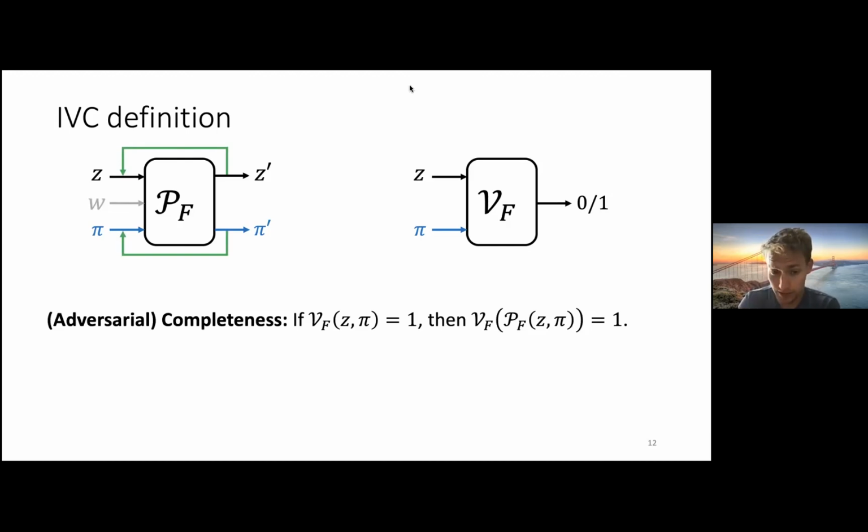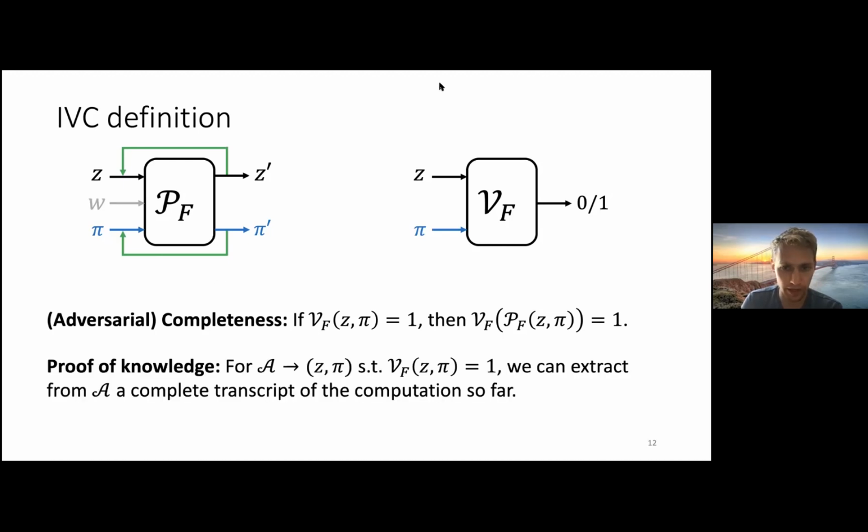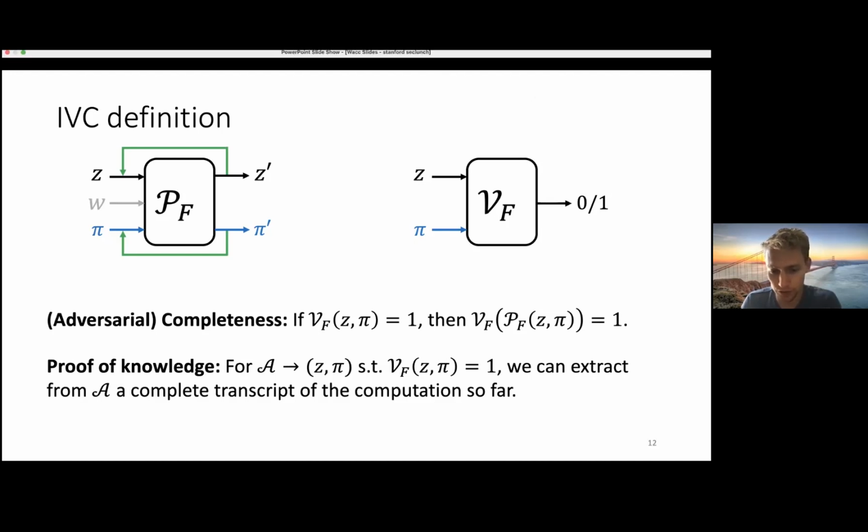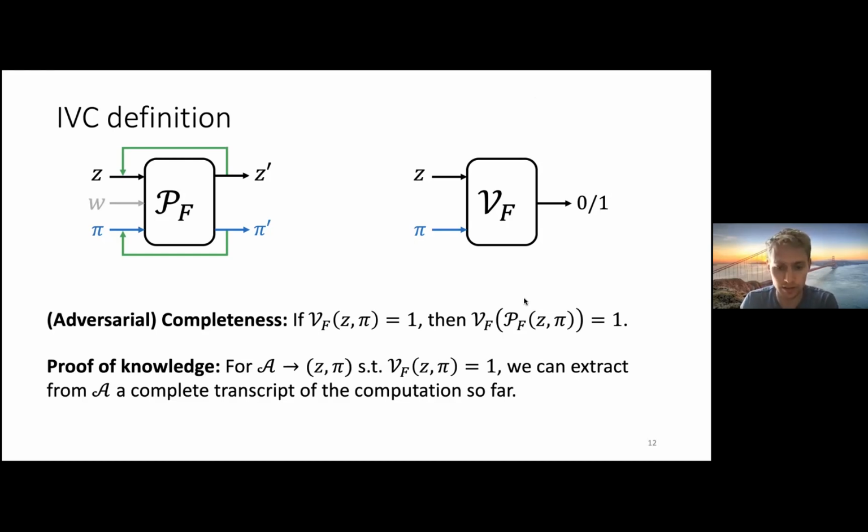Completeness says that if the verifier accepts a proof and an input, then the verifier will also accept the next step of the computation, so the prover applied to the previous input and the old proof. And proof of knowledge says that if an adversary produces z comma pi, then we can extract the complete transcript of the computation so far. So not just the witness for a single step, but we can extract all of the steps of the computation up to the root of the computation.